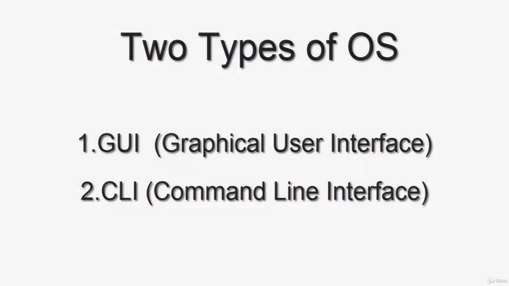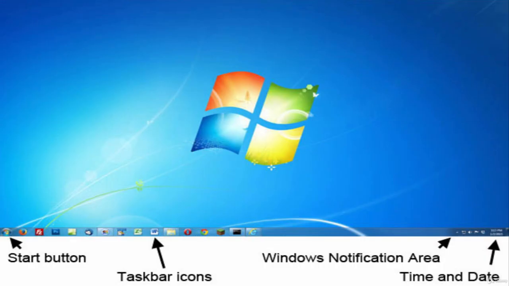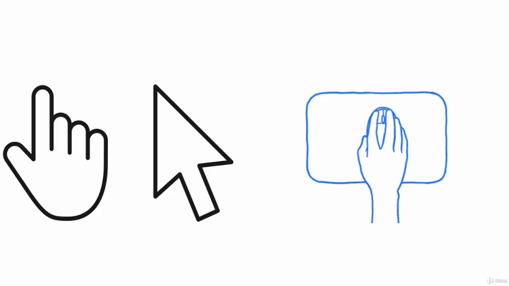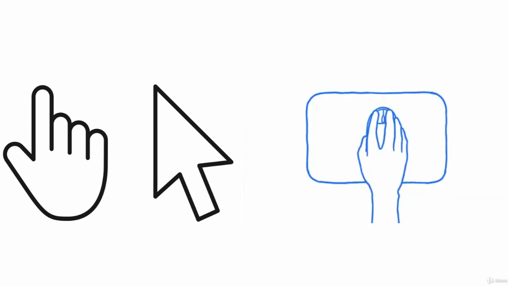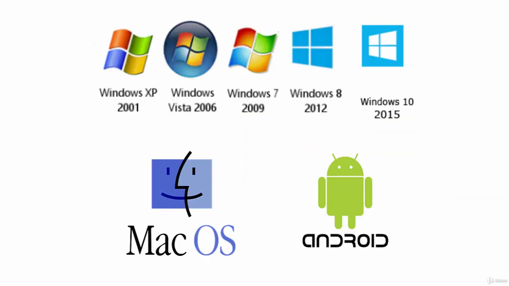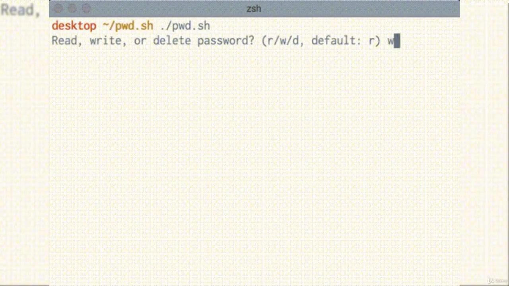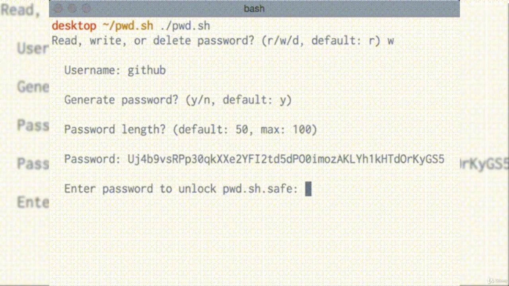In the graphical user interface operating system, we use graphics or icons to enter commands, or other visual indicators to interact with the electronic device, like mouse cursor or mouse clicks. Windows operating systems like Windows 10 or Windows 7, Apple operating system like Mac OS and Android operating system are the best examples of GUI operating system. The second we have command line interface operating system.